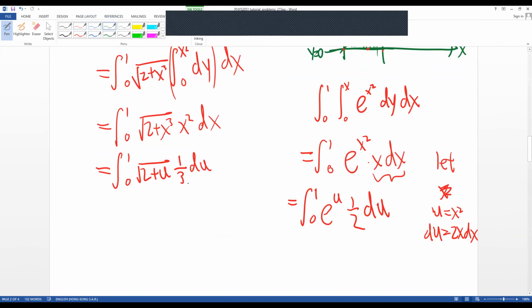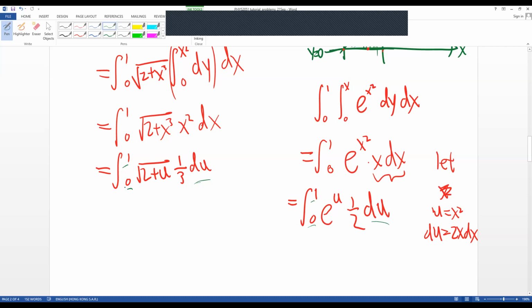Okay, so one more small remark is that you see that for part A, when I do the substitution, and also for part B, when I do the substitution, I did not mention anything about the limit. And of course, in this case, it just so happened that the limit doesn't have to be changed, because when x is 0, u is 0, and when x is 1, 1 squared is also 1.